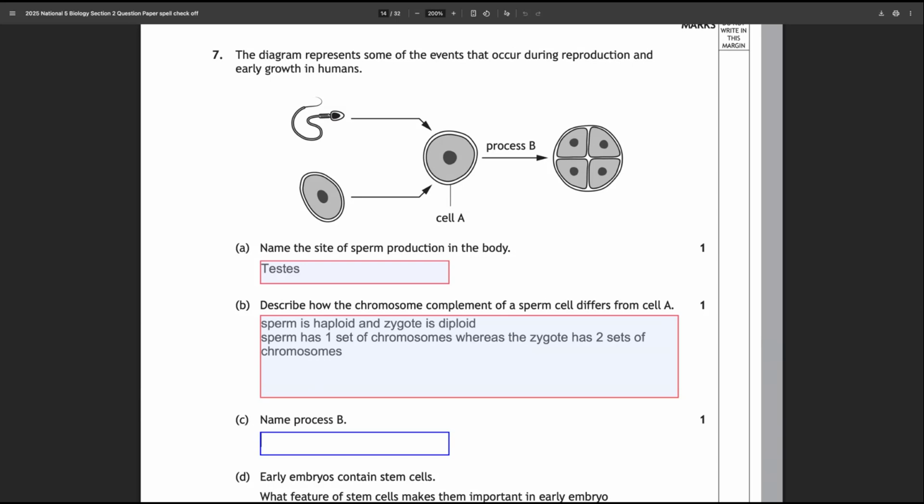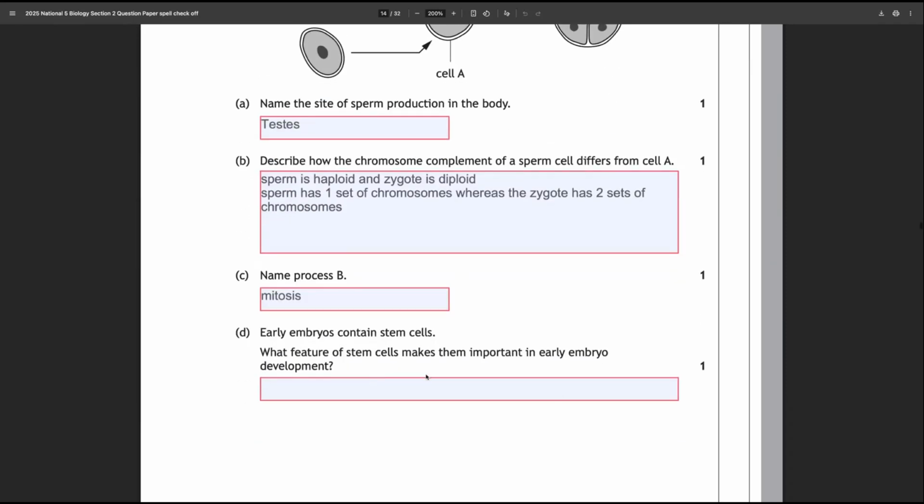You have to name process B. Now, process B is going from the zygote to a little clump or ball of cells. Those cells are known as the embryo at that point. So the cell has to divide to become those 4 cells that we see in process B. And the name of the process which involves cell division that we've learned about in the course is mitosis. So you will also get the mark there if you say cell division, but mitosis is the name given to that process.